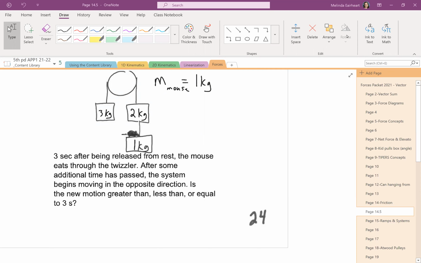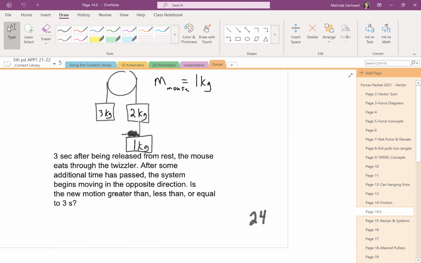Now, they haven't really told us the original direction of motion, but hold on, we'll figure it out. Is the new motion greater than, less than, or equal to 3 seconds? Okay. And so let's talk about, we release it from rest. What direction is it going to go?